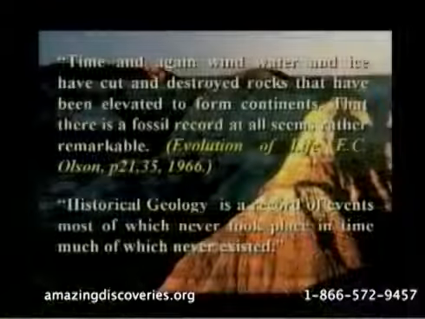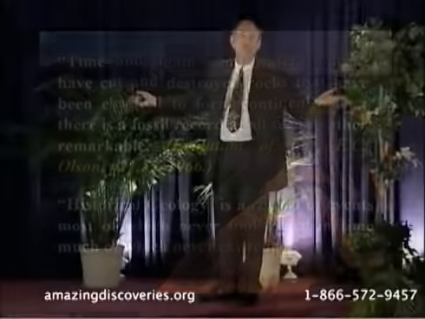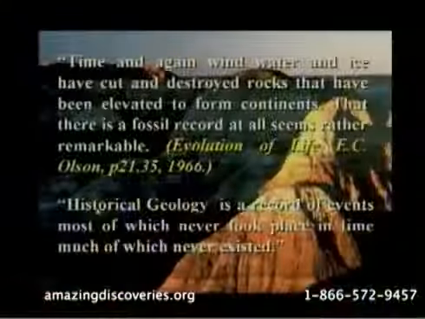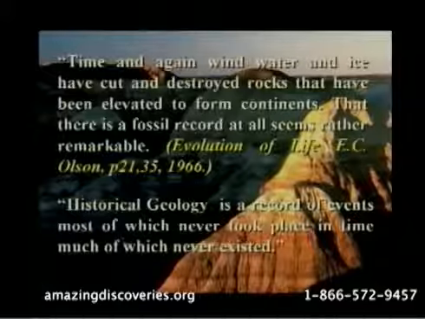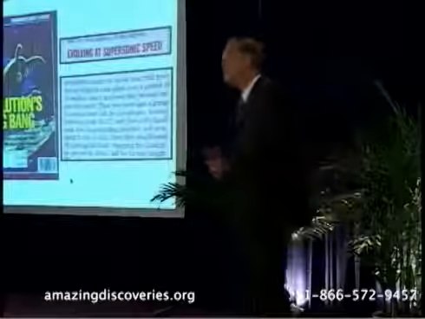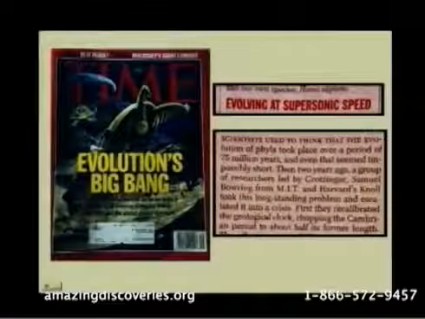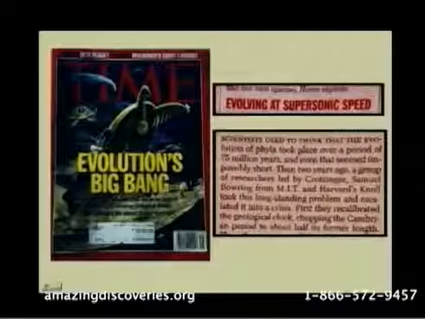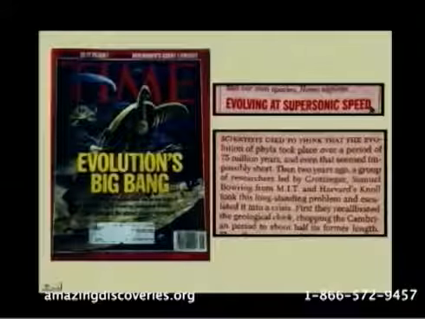Somehow there's a problem. How can we still have a fossil record when it's been eradicated over and over again by a process called erosion over millions and millions of years? And so some scientists have this tongue-in-cheek statement: historical geology is a record of events, most of which never took place in time, much of which never existed. Well, let's have a look at what science has to say. Time magazine picked up from the scientists and splashed it all over the world so that the youth and everybody should become acquainted: Evolving at supersonic speed.